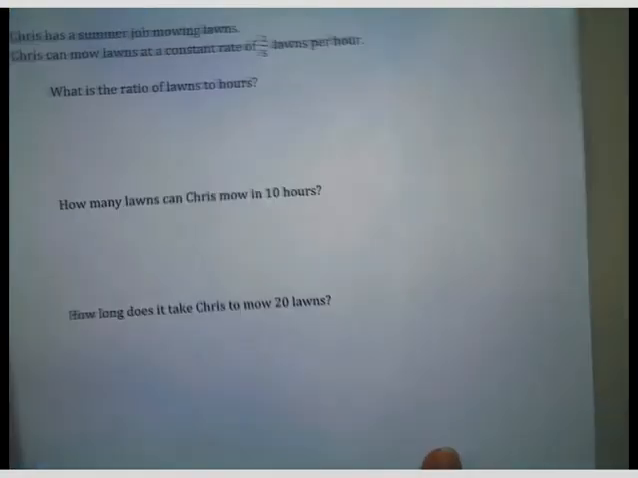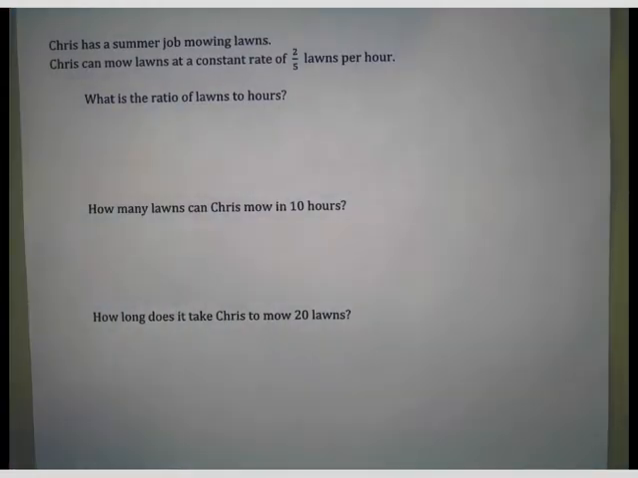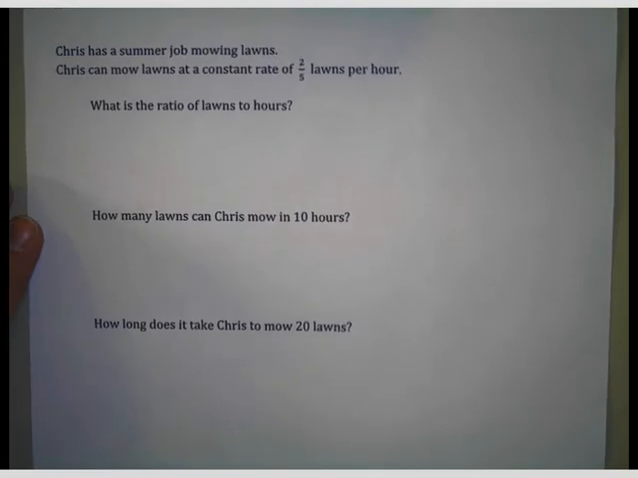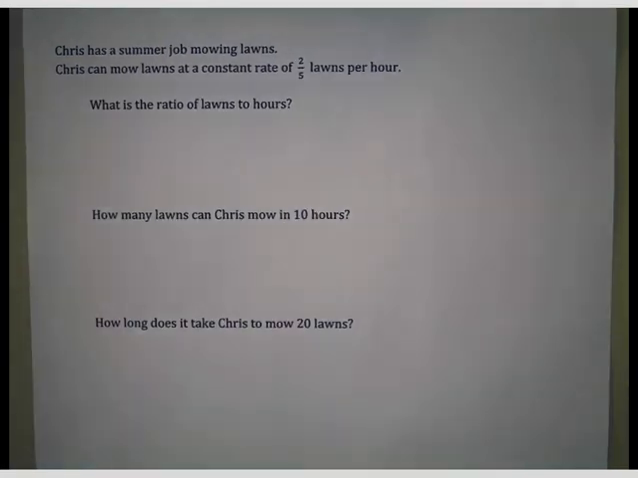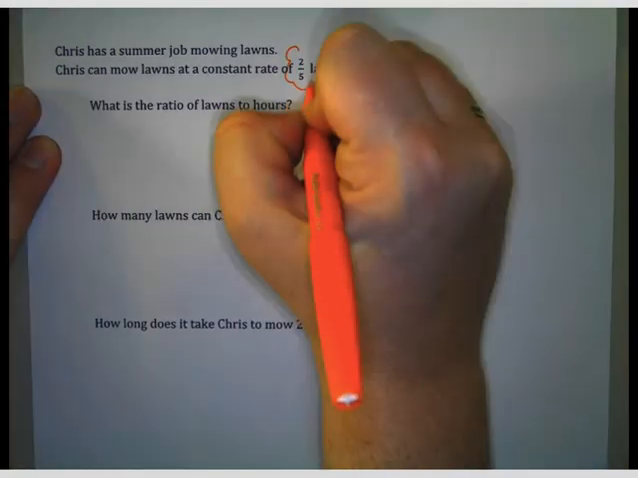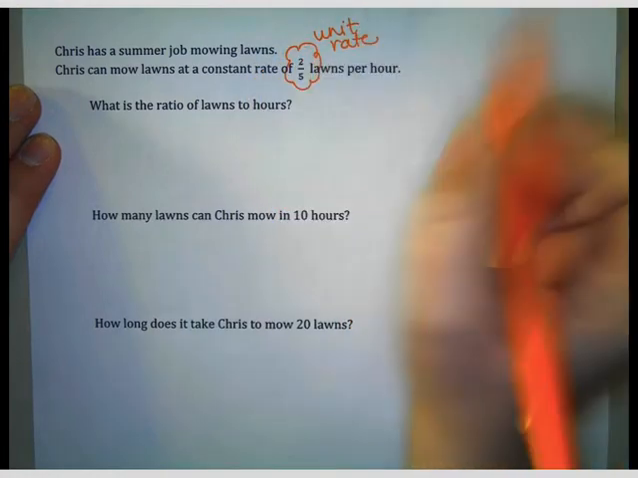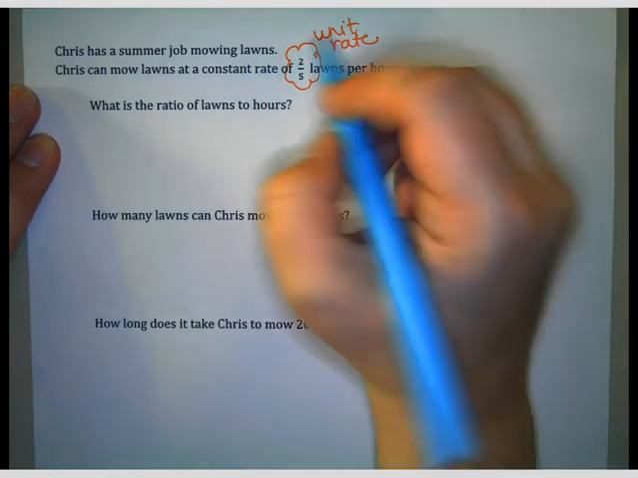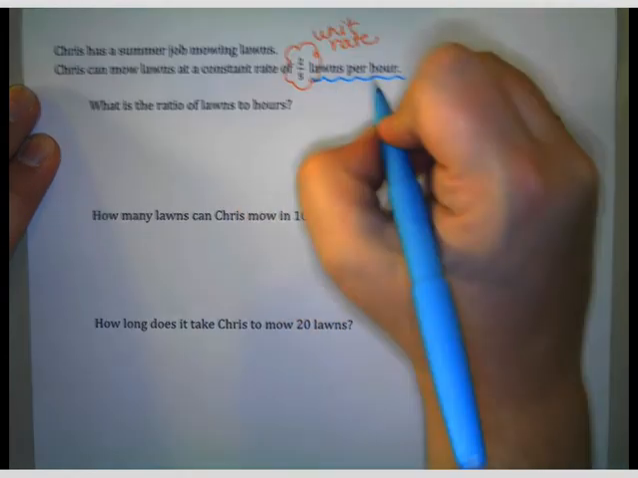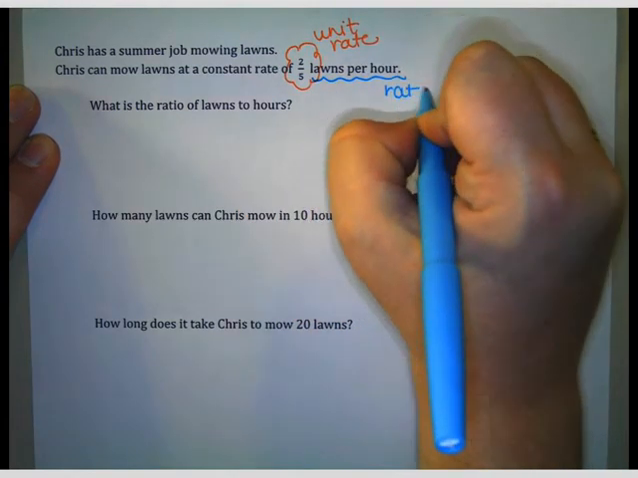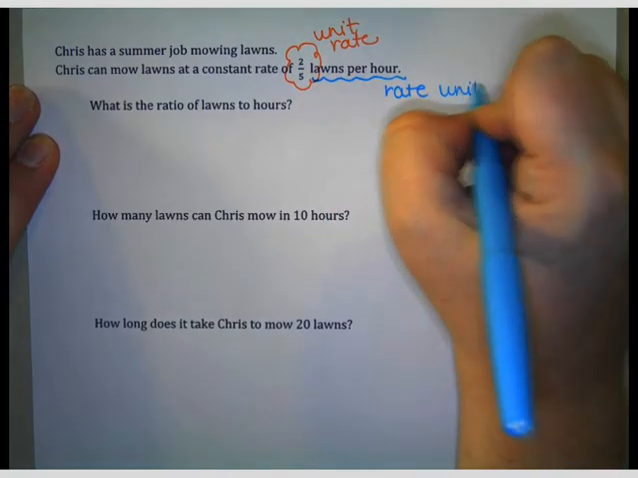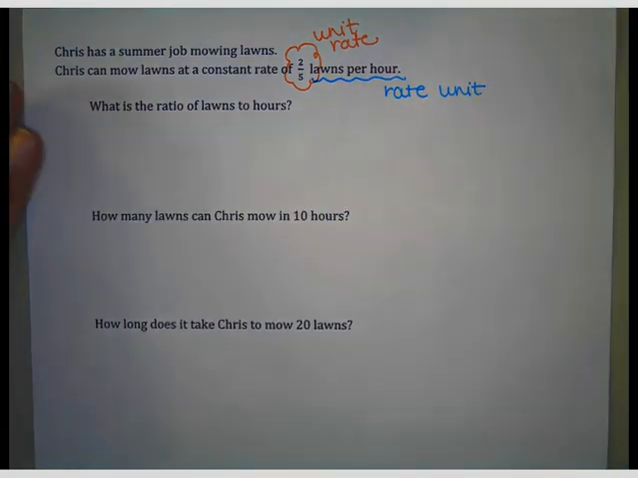Let's do one more. Chris has a summer job mowing lawns. He can mow lawns at a constant rate of 2/5 lawns per hour. Okay, 2/5 lawns per hour. This 2/5 right here, friends, is the unit rate. They already gave it to us. And this part right here, lawns per hour, is the rate unit.